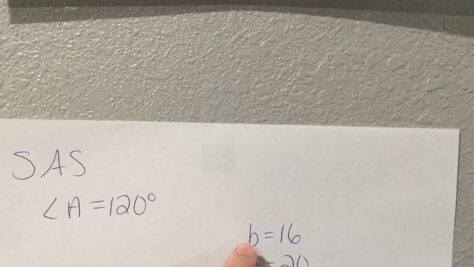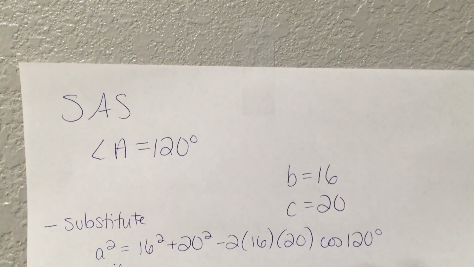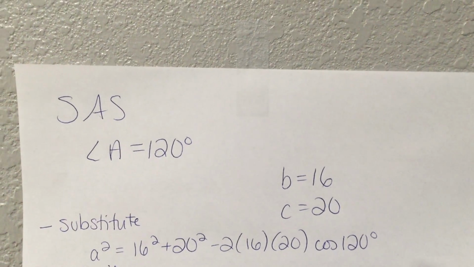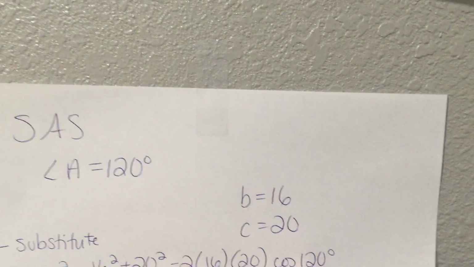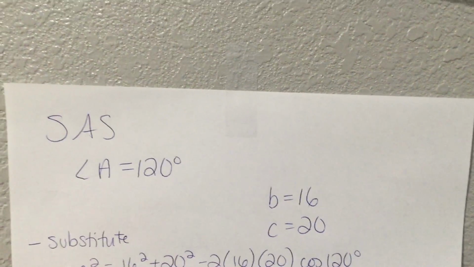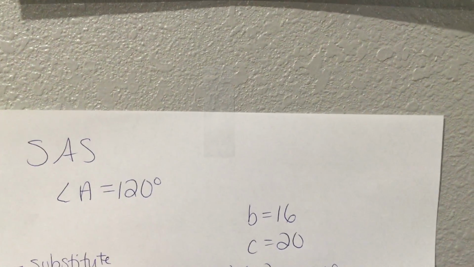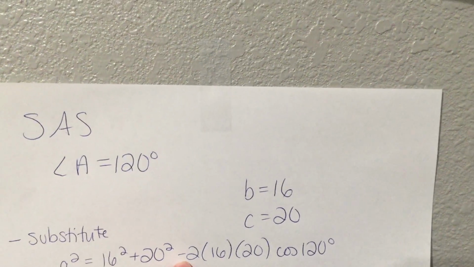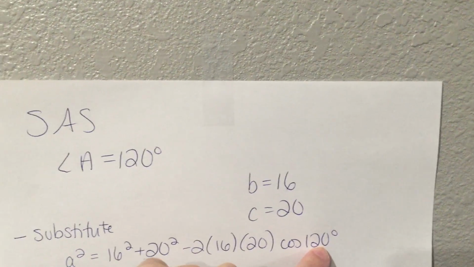I have an A, a B, and a C. The first step is to substitute. We do not get to choose the order of this one because we've only been given one angle. So since we were given this angle, that same letter must be at the beginning. A squared equals 16 squared plus 20 squared minus 2 times 16 times 20 times the cosine of 120.